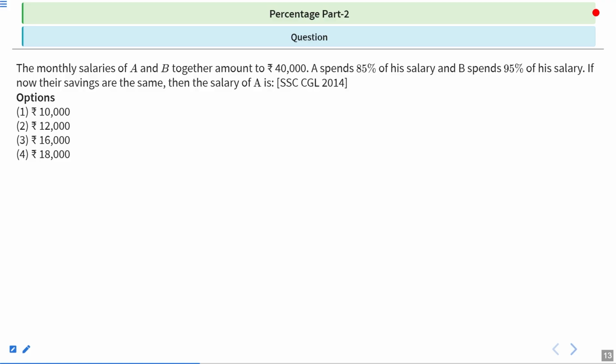The monthly salary of A and B together amounts to rupees 40,000. A spent 85% of his salary and B spent 95% of his salary. If now their savings are the same, then the salary of A is? And this question was asked in SSC CGL 2014 exam. Now there are four options. One is 10,000 rupees, second is 12,000 rupees, third one is 16,000 rupees, and fourth one is 18,000 rupees. Now you have 10 seconds to solve this question. Your time starts now.